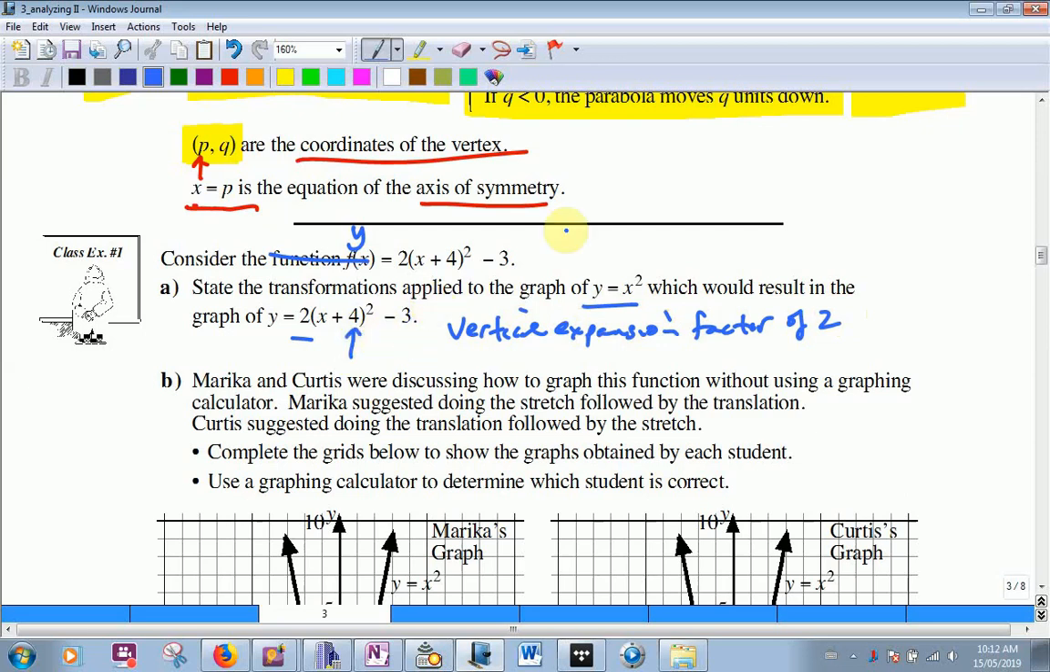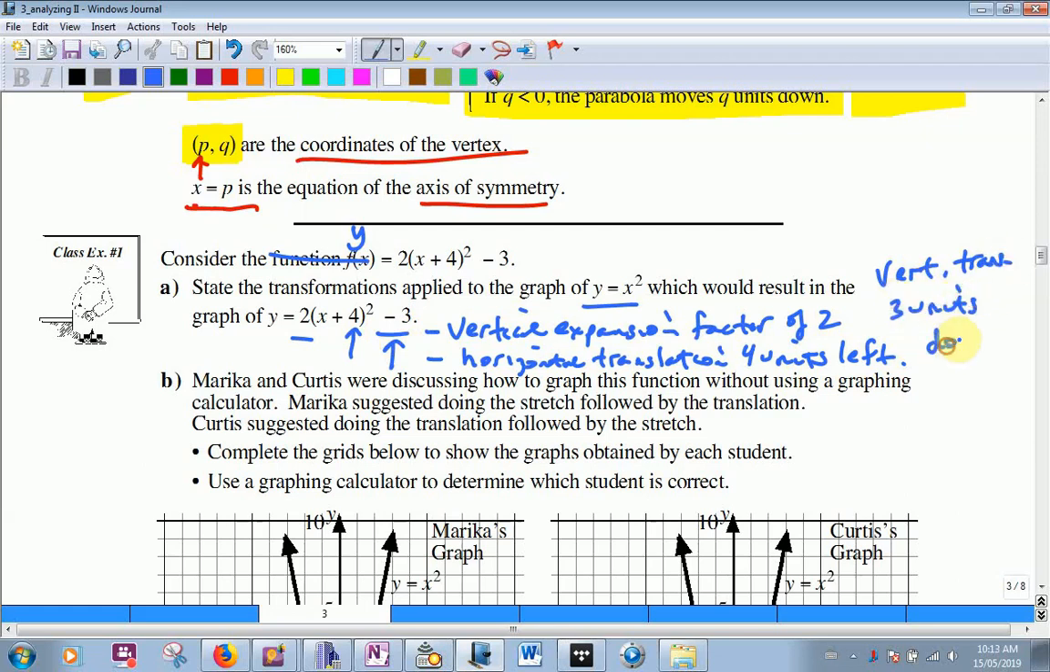Next thing, 4. What does that do? That's P, which made it go horizontally. So that's a horizontal translation. How far? 4 units. What direction? Left. Good. And the easiest one, Q, minus 3. That is a vertical translation 3 units down.